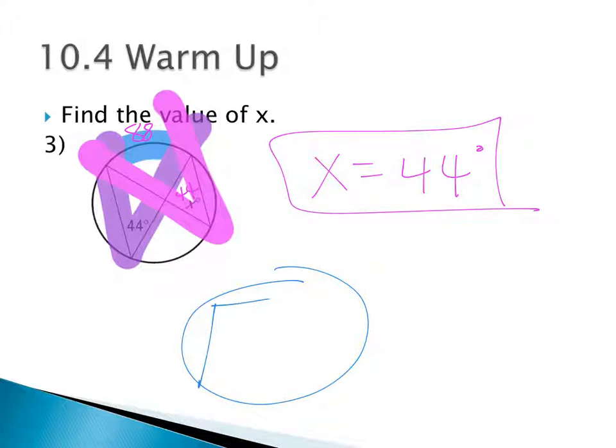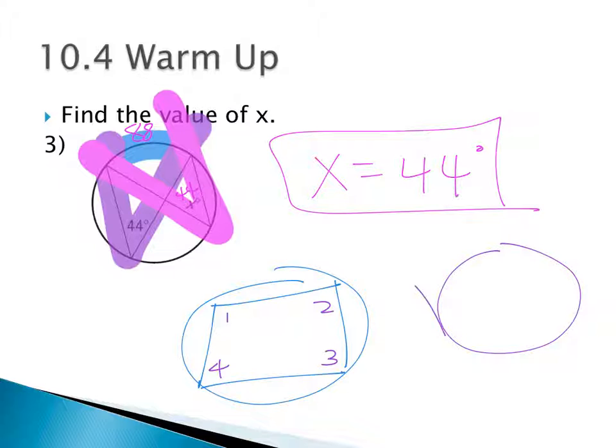An inscribed quadrilateral. What do we know about the inscribed quadrilateral? Good. Opposite angles are supplementary. So if it was something like this, angle 1 and angle 3 would be 180, and angle 2 and angle 4 would be 180. And then we also learned that if I've got a tangent, that the arc formed by a chord and a tangent would be twice the measure of the angle, or the angle is half the arc.